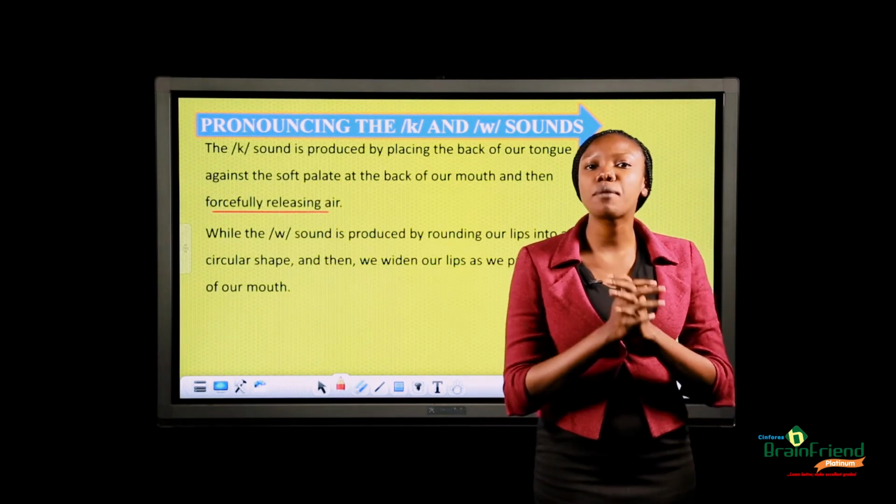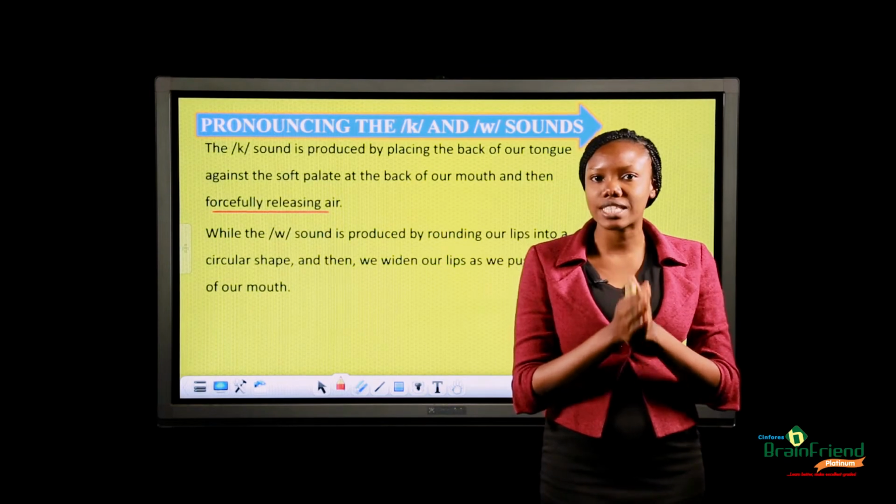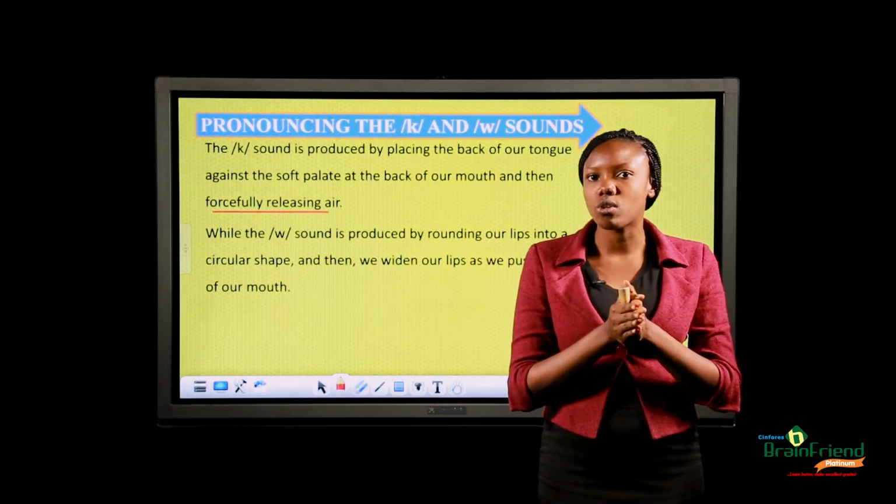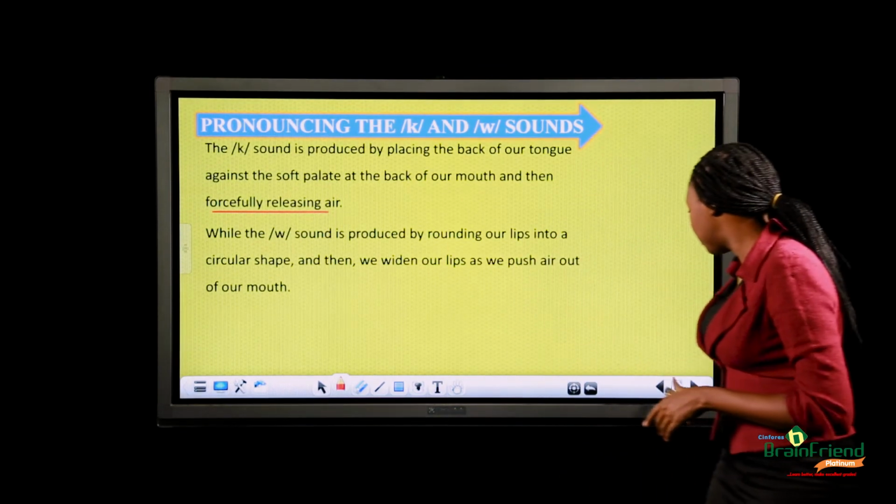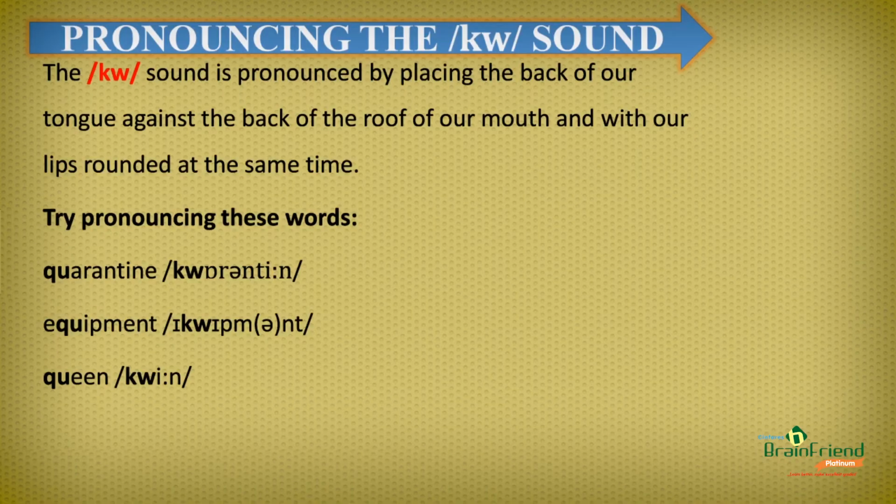Let's see how we can pronounce these consonant sounds together as a whole. The kw sound is produced by placing the back of our tongue against the roof of our mouth and with our lips rounded at the same time. Now let's try these words that have the kw sound.